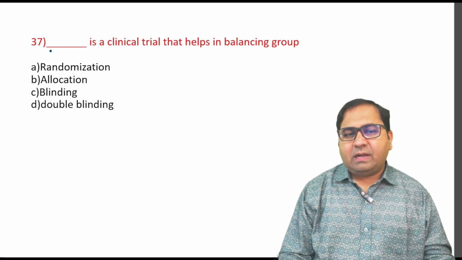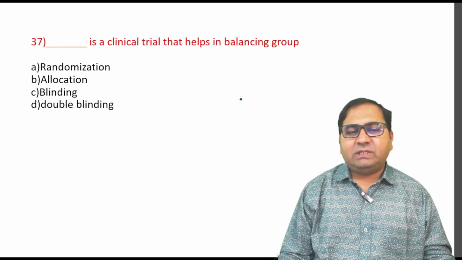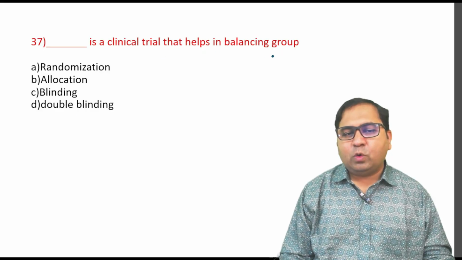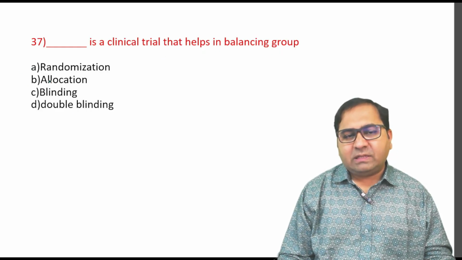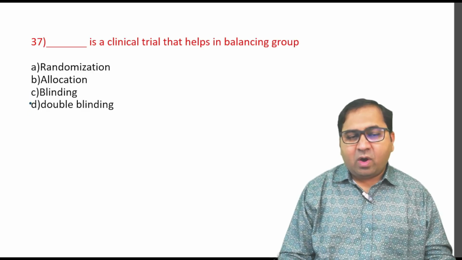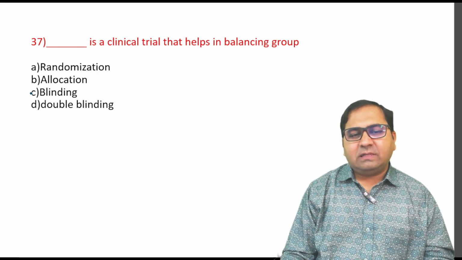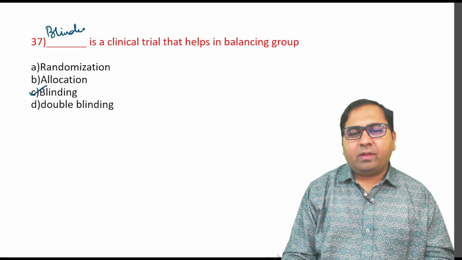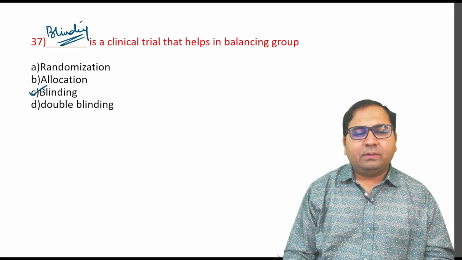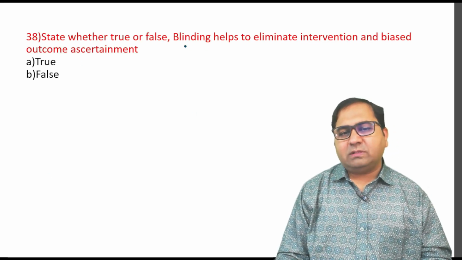Next question. Which of the following in a clinical trial helps in balancing the groups? Options are A, randomization; B, allocation; C, blinding; or D, double blinding. What is the answer among the four options? The answer is randomization, which helps in balancing the groups. Please remember this point.